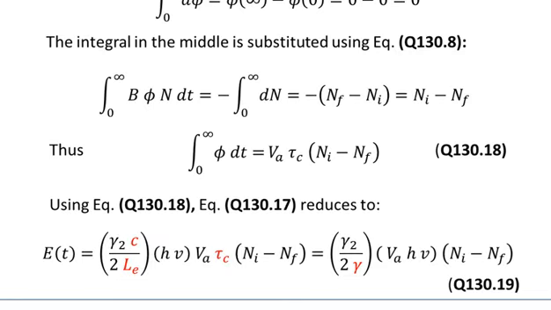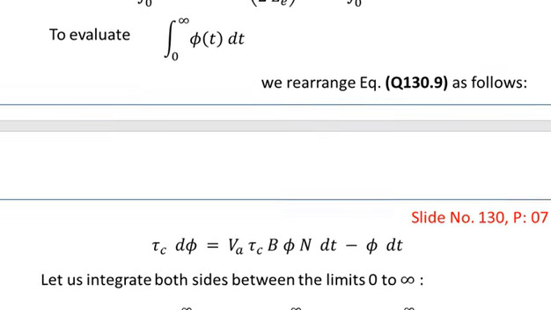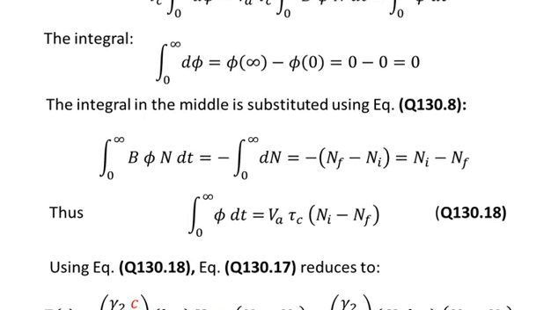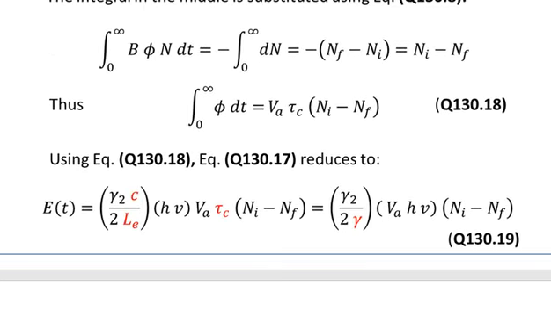So you see that now you can use this value over here in equation number 17, because in order to find the energy of the pulse, you wanted to calculate this integral, and now we have this integral. So substituting the value of this integral over here, the value of the energy in the pulse is given by this expression.